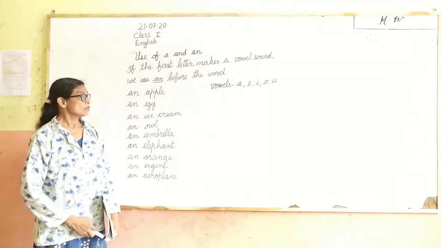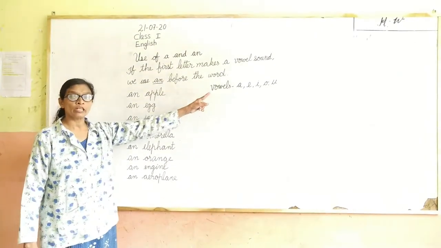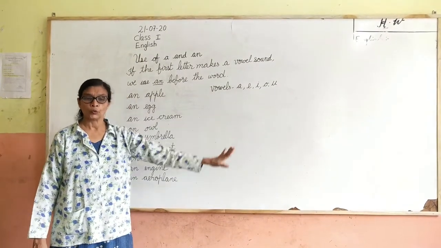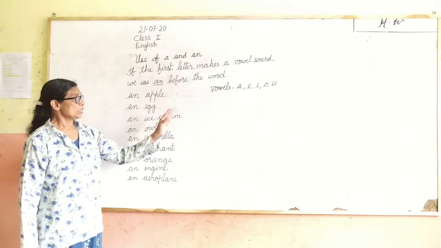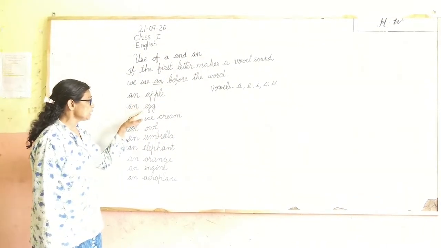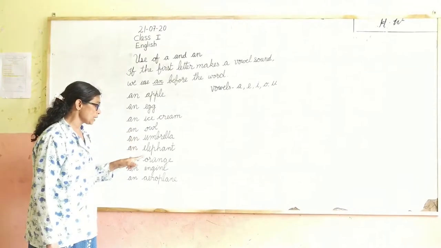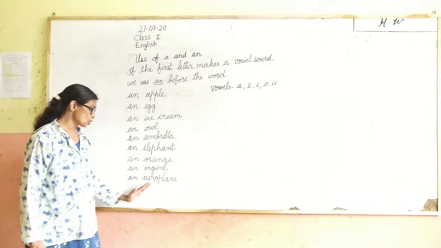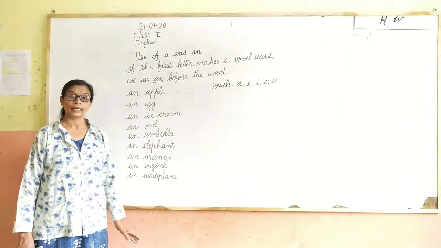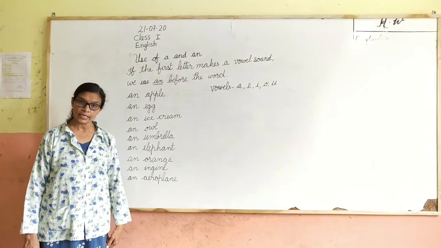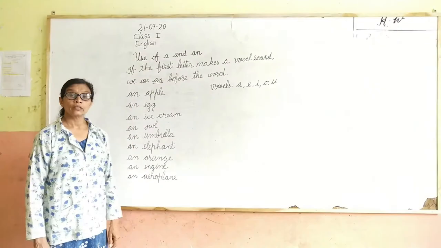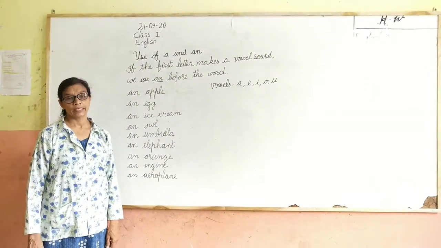Understand? There are 5 vowels in the English alphabet: A, E, I, O, U. Write in your notebook and read.